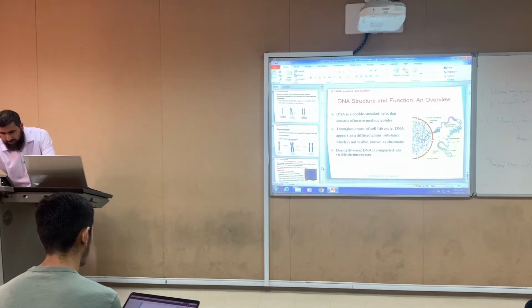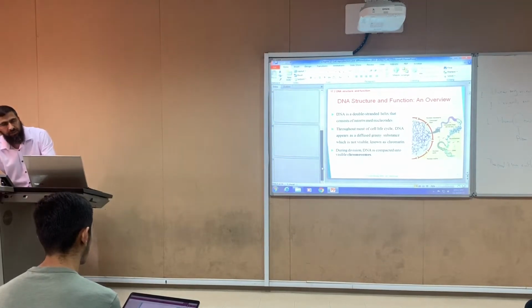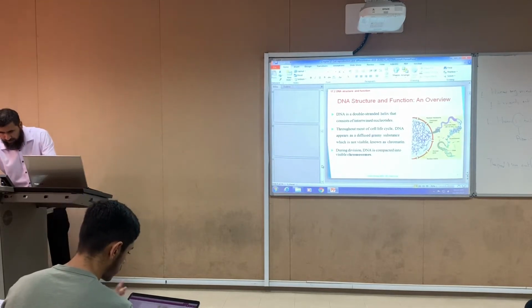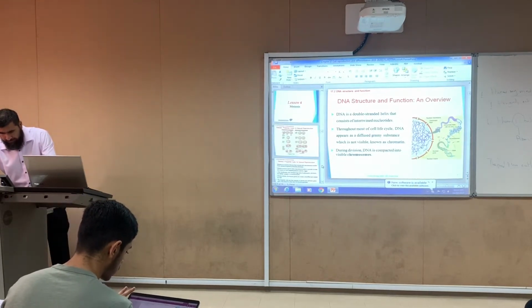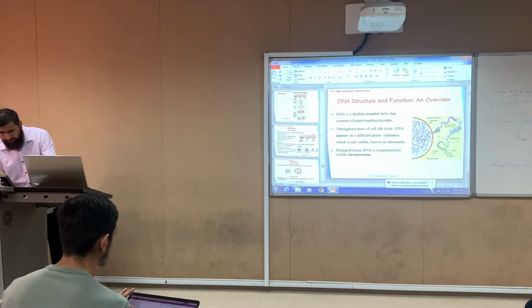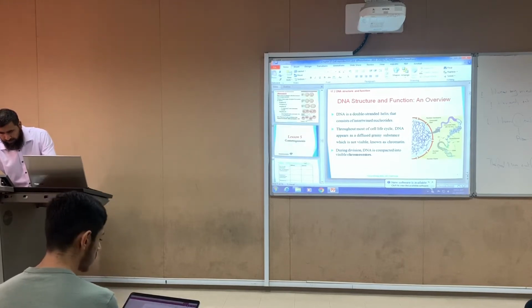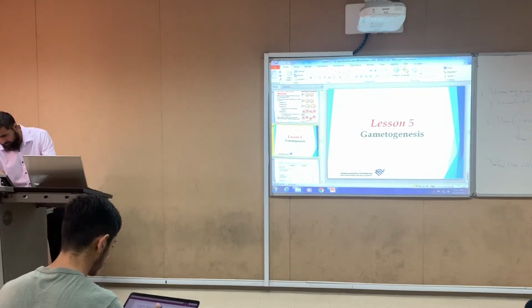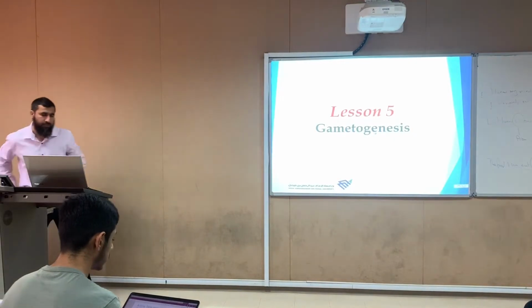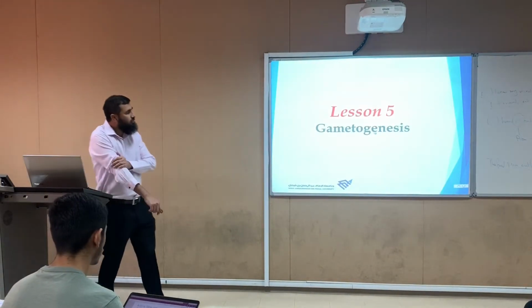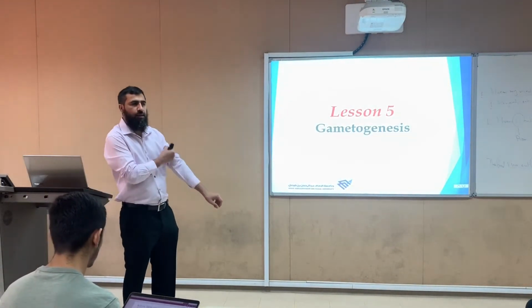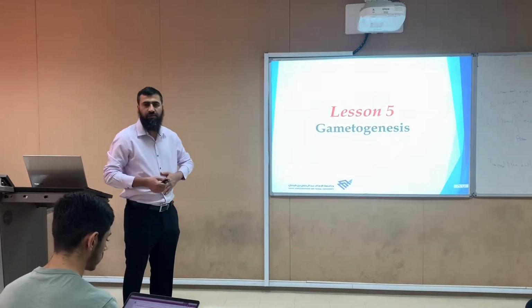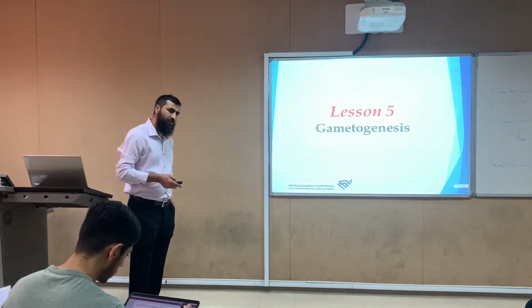We'll talk today about gametogenesis, the formation of gametes, which happens in the gonads. Before we move on to that, there's a small activity here. Fairly easy, we'll just get on to that. And in the end, I don't think I have Kahoot for this, but I have it for chapter 4. We'll do that one instead. See how good your memory is.